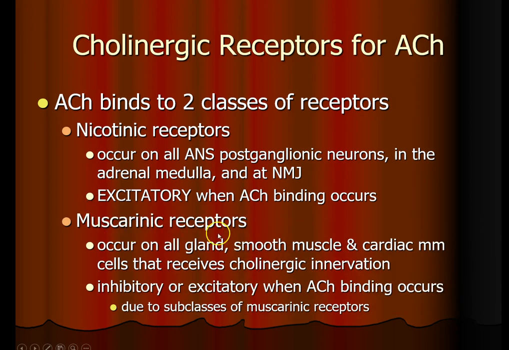Okay? Muscarinic receptors occur on all glands, smooth muscle, and cardiac muscle that receive cholinergic innervation because acetylcholine binding to them tends to be inhibitory. Now, for us, that's what we're stopping with. Muscarinic is going to be inhibitory. And then this is just our little thing to put in the back of our mind so we don't embarrass ourselves in some other class someday. It can be excitatory sometimes because we have some subclasses of these muscarinic receptors. Like I said, I doubt you're going to get into those subclasses very often.